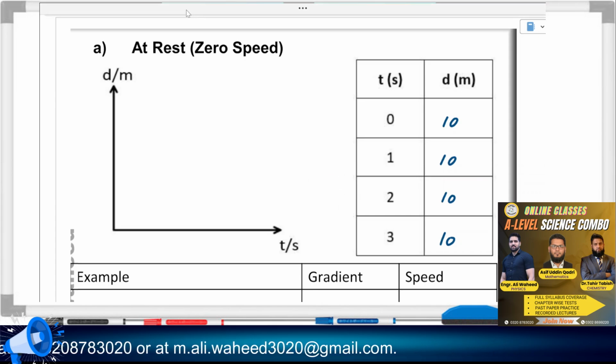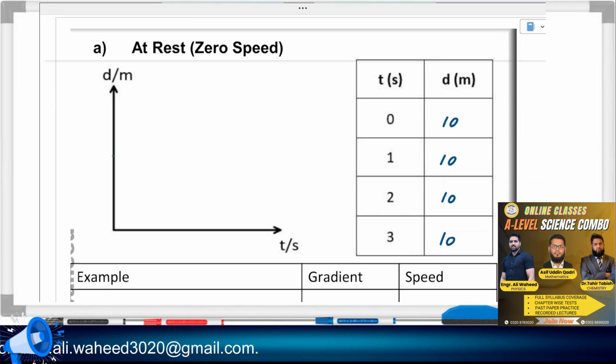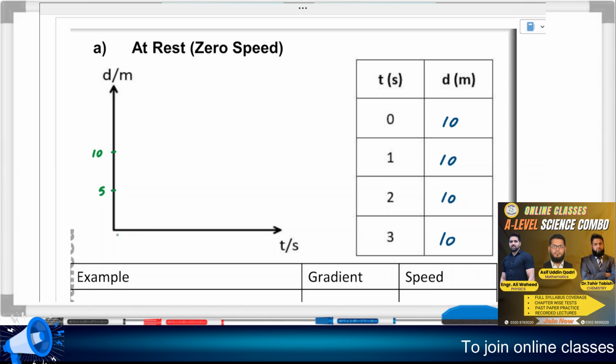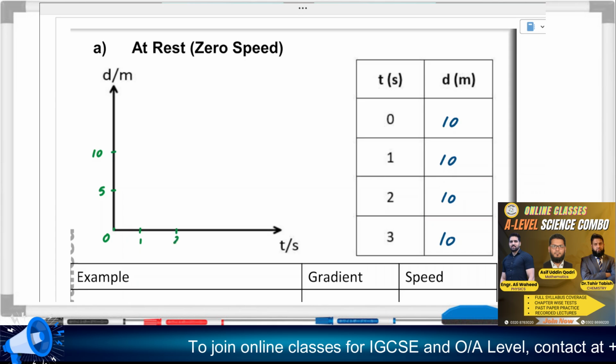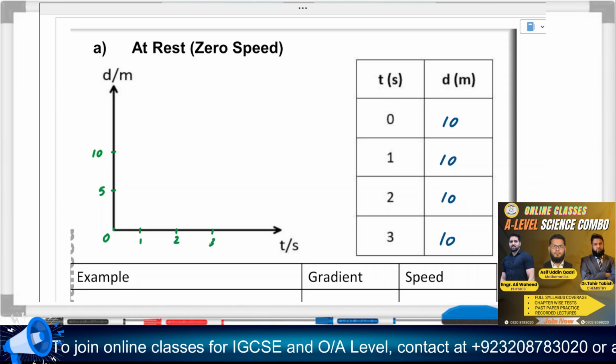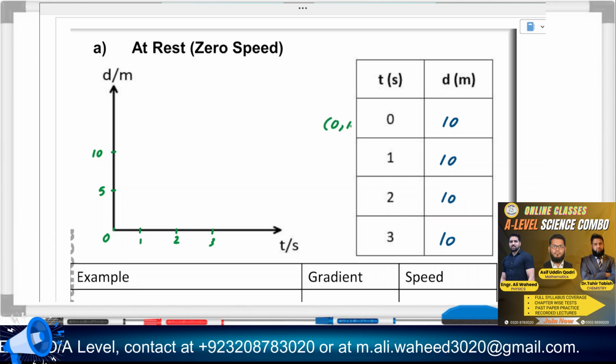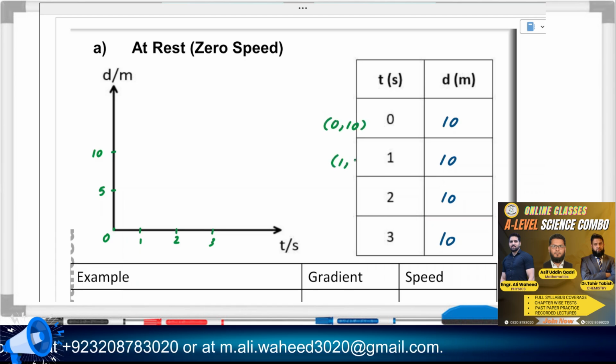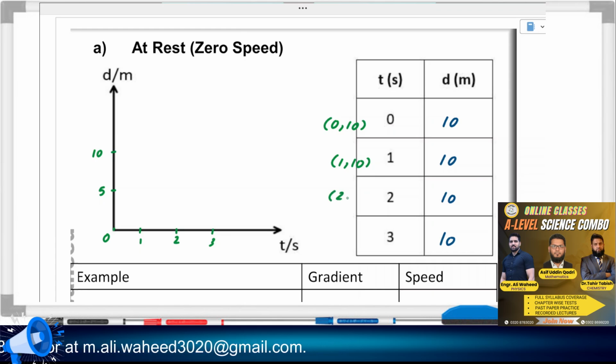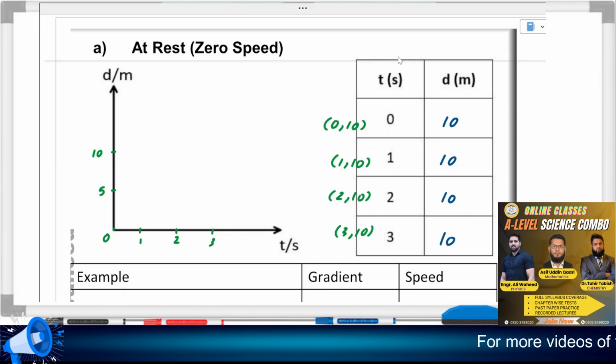And if I plot the point, for example, if this point represents 5, this one represents 10. So on the x-axis, let's say this is 0, this is 1, this is 2, this is 3. I'm going to do it only for the first one. So the first point is 0 against 10. The second point is 1 against 10. The third point is 2 against 10. The fourth coordinate is 3 against 10. So let us plot these points.